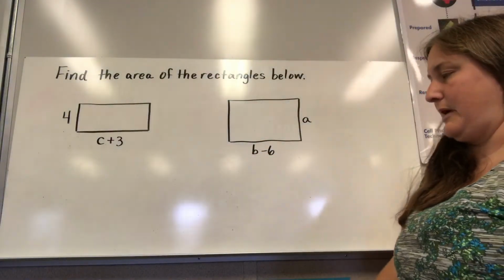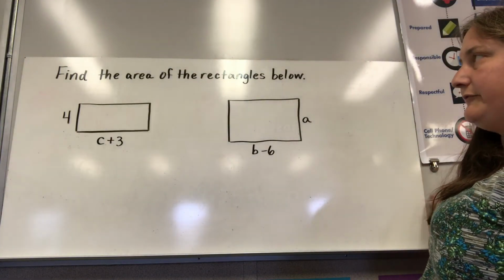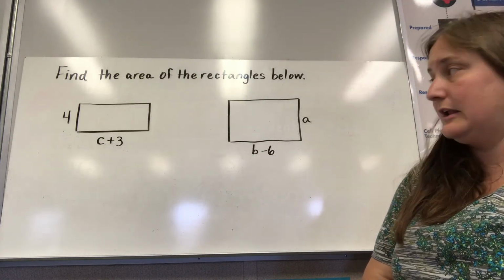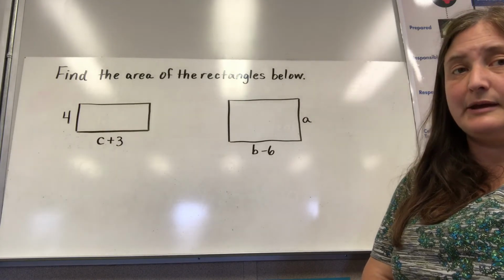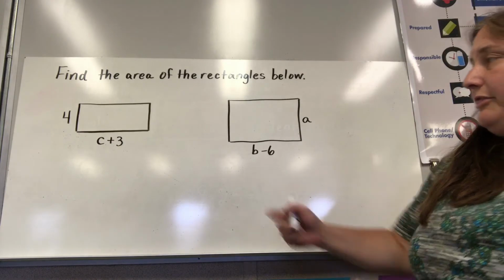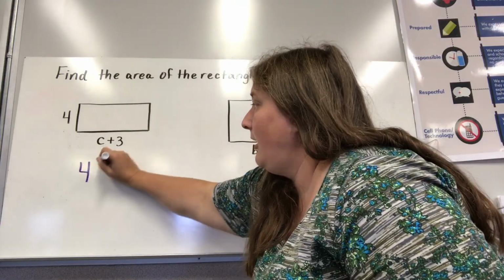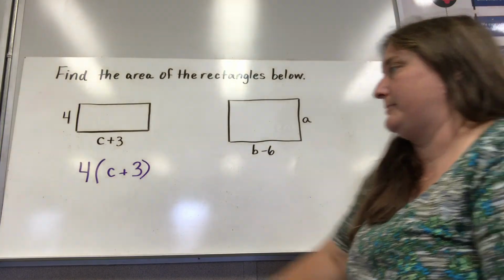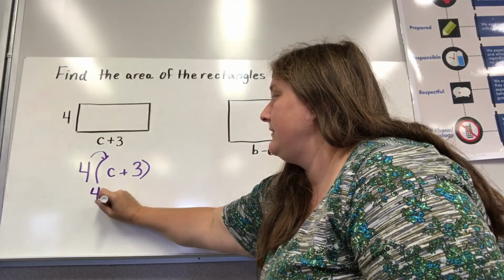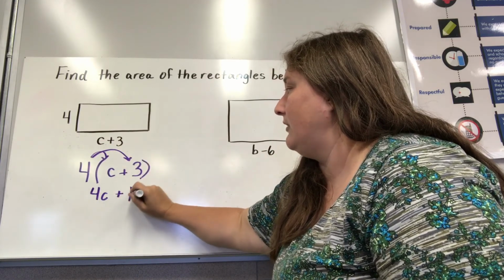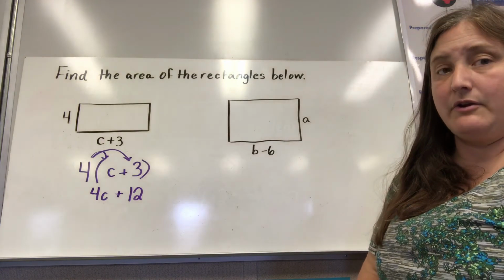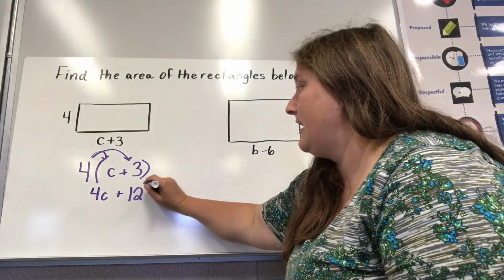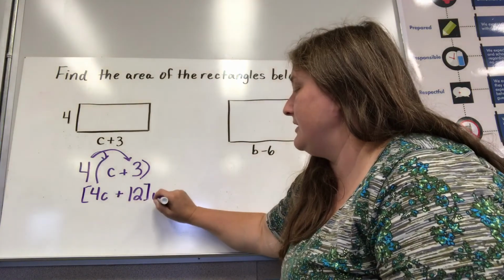We can also use the distributive property when it comes to geometry problems. If we're trying to find the area of these rectangles, but we don't know all the values for the lengths and widths, we can still simplify our answer. When finding the area of a rectangle, we're going to do base times height or length times width. In this case, the width of this rectangle is 4, multiplied by the length, which is c plus 3. To simplify this, I can use my distributive property. 4 times c would give me 4c, and 4 times 3 gives me 12. Every time we find an area, we're finding our area in units squared, like centimeters squared, inches squared, anything like that, so I'm going to give this quantity a label of units squared.